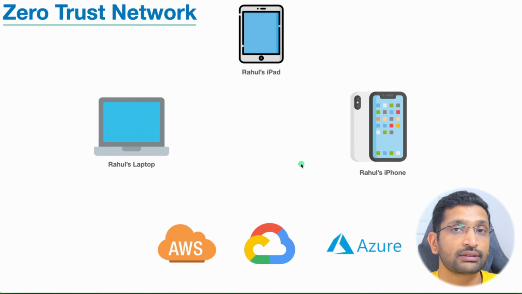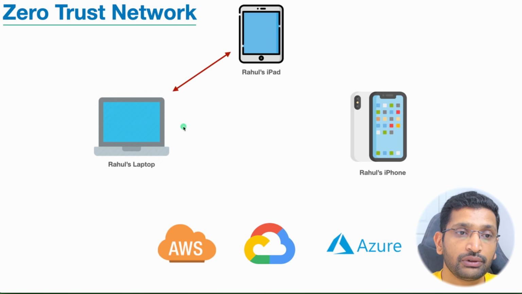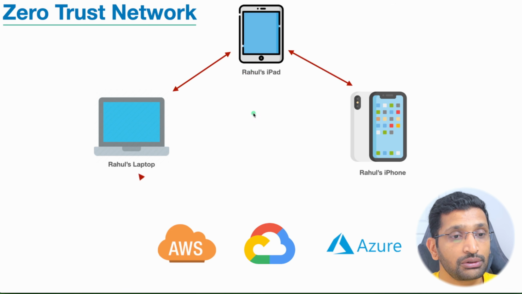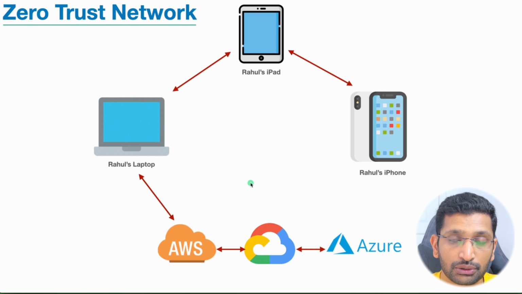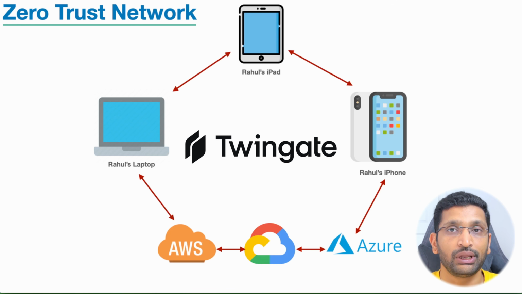Let's take an interesting use case where I can show you how I have set up the zero trust network for my own devices. So here I have my laptop which will be able to communicate with my iPad and my iPhone, but I also use cloud services, for example, AWS, GCP, and Azure. So I want to set up a zero trust network in a way that my request doesn't traverse through the internet, and I'm able to access all of these services running on the cloud via local area network. And for that, I'm just going to use a tool called Twingate.